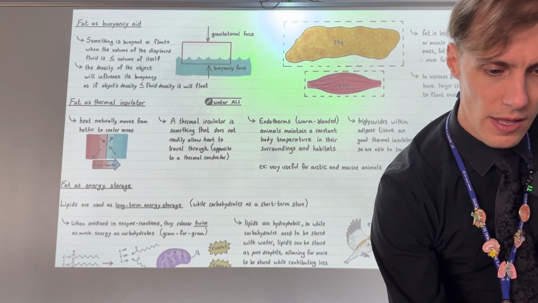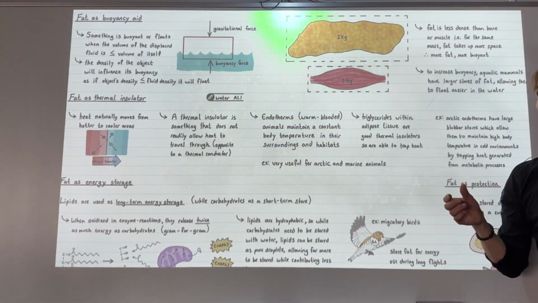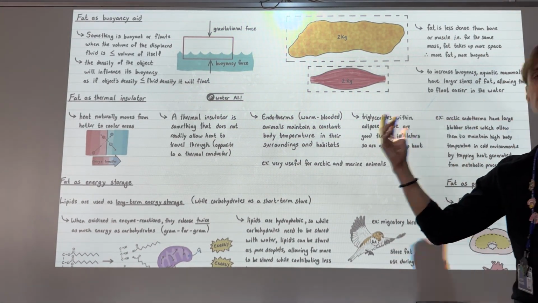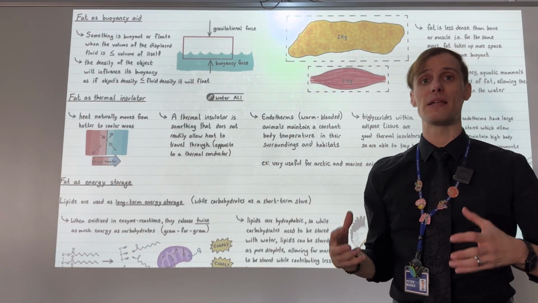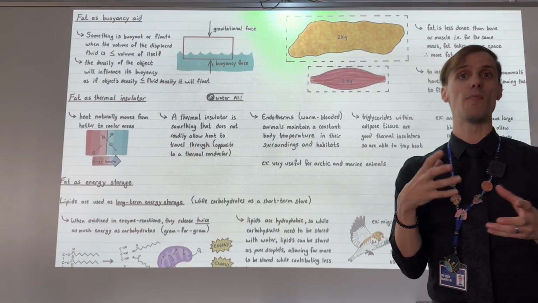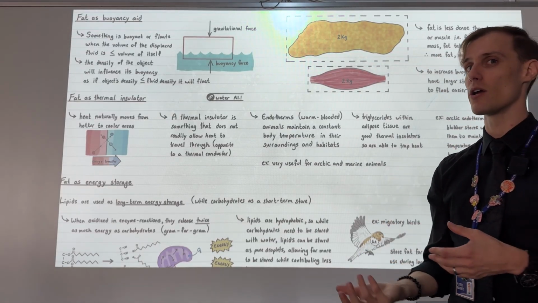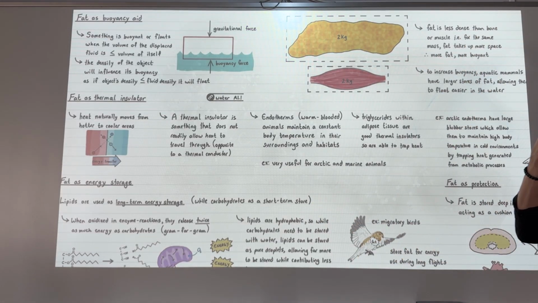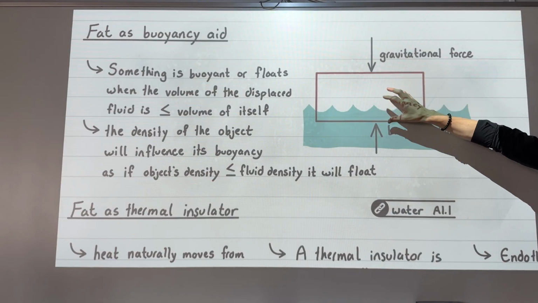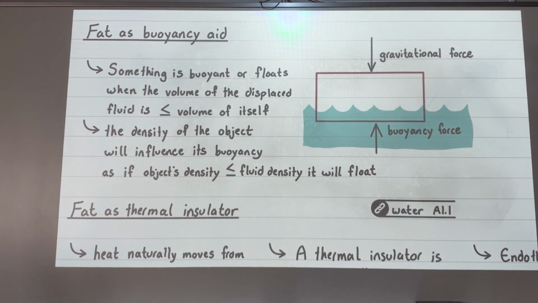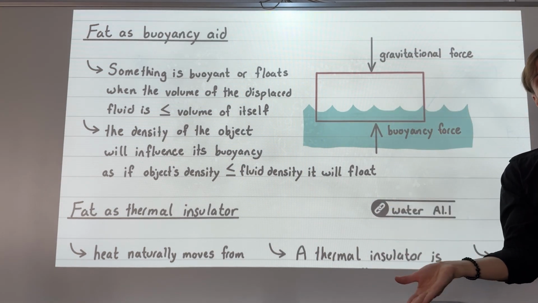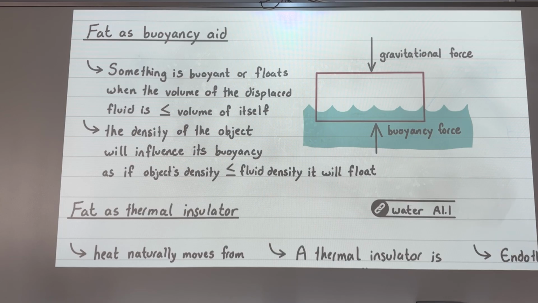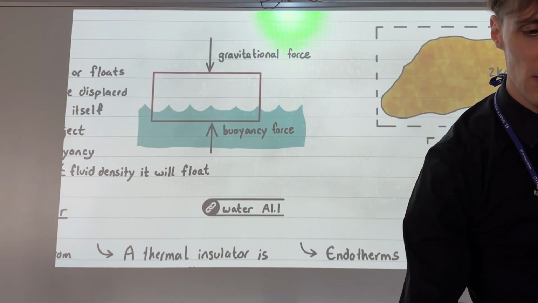Well, for one, something that we've explored when we looked at water, they're a really good buoyancy aid, meaning that the more of these triglycerides or lipids that are found in an organism, the more buoyant they will be in water. Well, why is that? Well, as a review, if the object's density is greater than the fluid, then it's going to sink. If the object's density is less than or equal to the fluid, then it's going to float. So what's fat's relevancy in this?